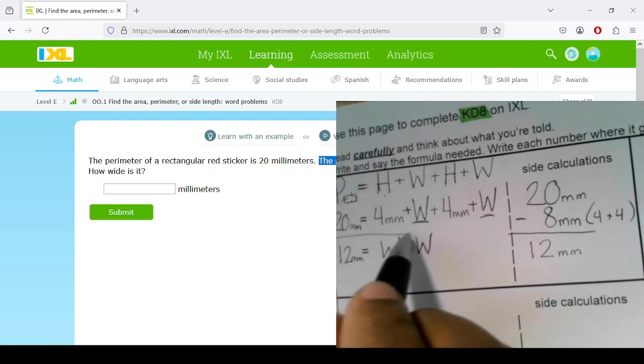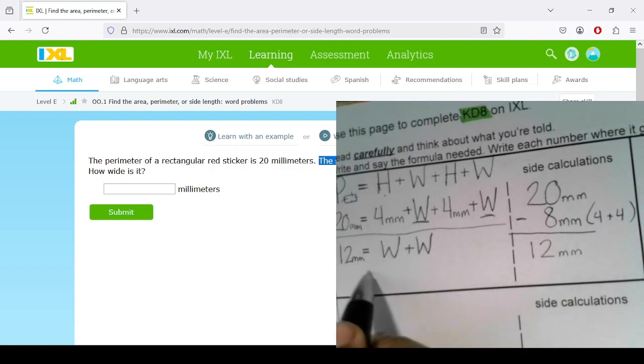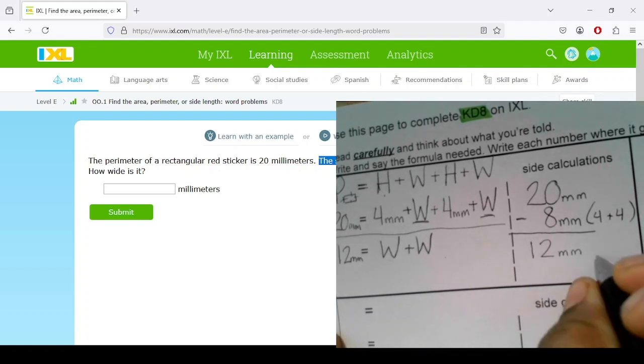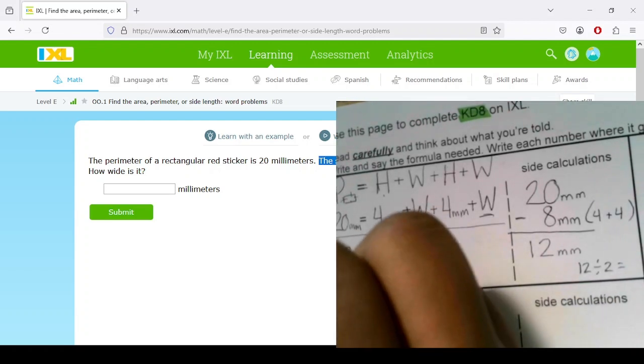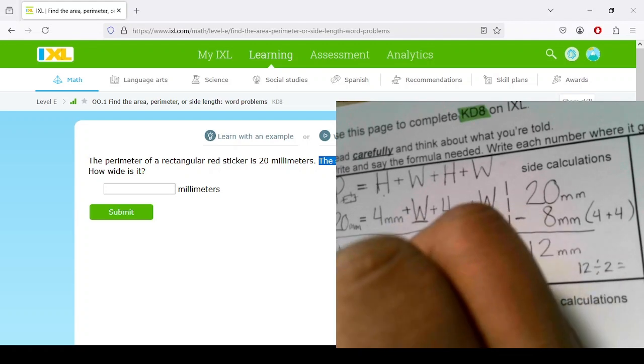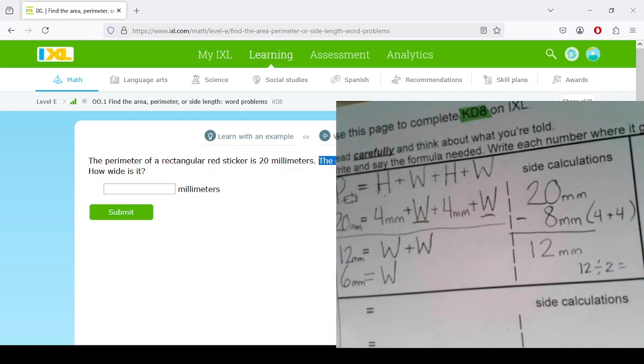So 12 millimeters is equal to width plus width. So what number plus itself gives me 12? I can do 12 divided by 2 if I'm not sure. So 6 millimeters is equal to just the width. Just one width by itself is 6.